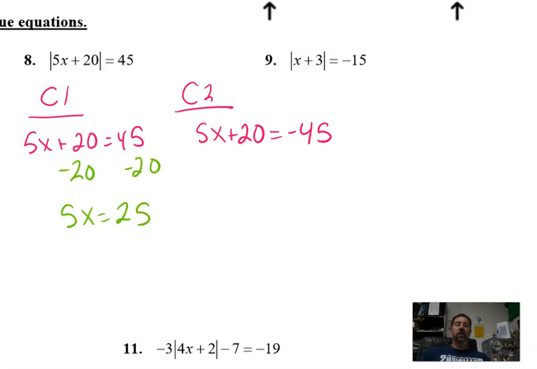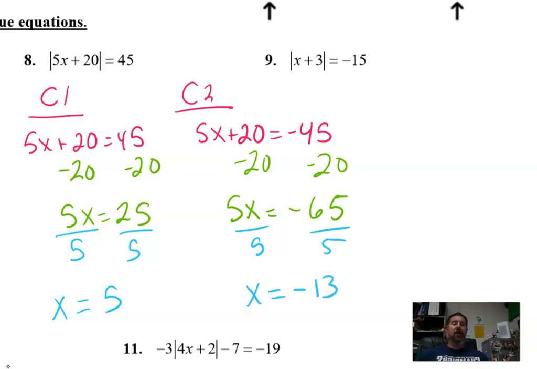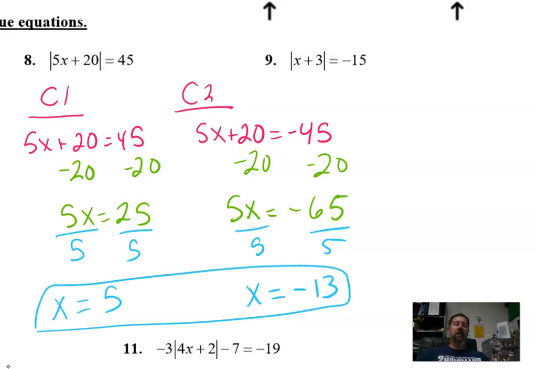So in case 1, you would subtract 20 from both sides, and you would end up with 5x equals 25. And then we'd have to divide both sides by 5, and I end up with x equals 5. All right? I'm going to follow the same steps on case 2, but because that number is negative, I'm going to end up with a different answer. Minus 20 from both sides, and now I get 5x equals, but because that was already negative, now I'm going to get negative 65. And when I divide by 5 on both sides, now I'm going to get x equals negative 13. So there are my two answers for this equation, 5 and negative 13. Okay? Always remember to set up case 1 and case 2.